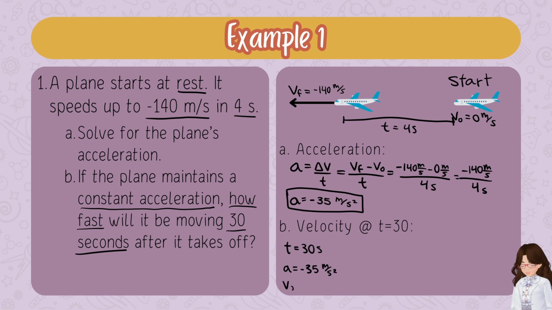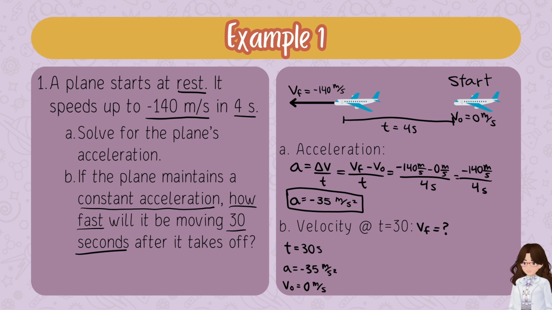We still know that our V naught is the same. It starts at rest, 0 meters per second, and we're being asked to find how fast it's going 30 seconds later. So in this case, we're actually solving for a new V final because we're looking at a different amount of time that has passed.